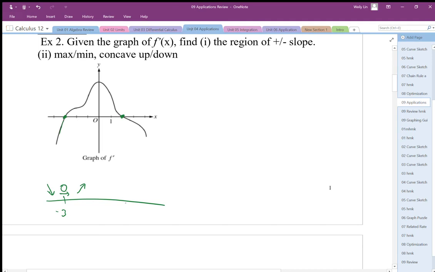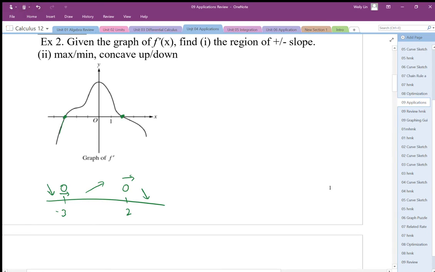All the way to x is 2. So it's going to be sloping up, and then we're going to have 0 slope, and again, it's below the x-axis, so we have negative slope. So there's our min and max. We have a min at -3, a max at +2. We're going to have regions of positive and negative slope, so there's my slope chart.